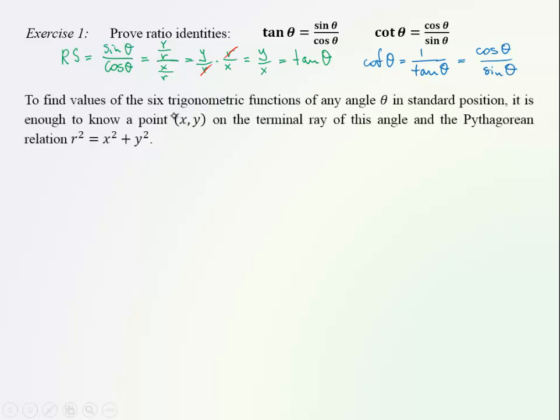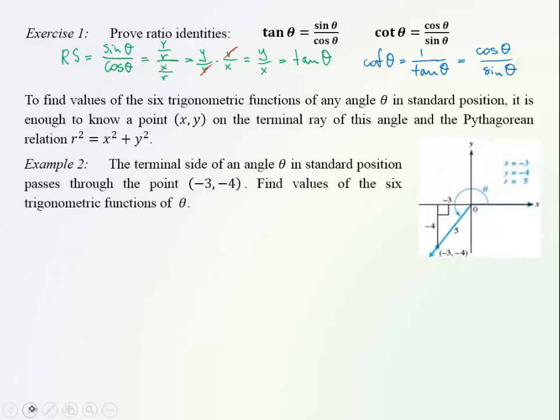To find values of the 6 trigonometric functions of any angle theta in standard position, it is enough to know a point (x, y) on the terminal ray of this angle and the Pythagorean relation that r squared is equal to x squared plus y squared. If we have the point x and y, it's easy to calculate r, and then using definitions in terms of x, y, and r, we can recover values of any trig functions. So let's try this example.